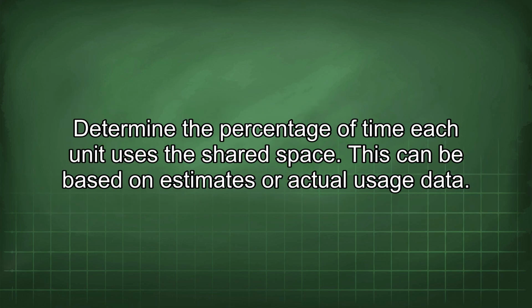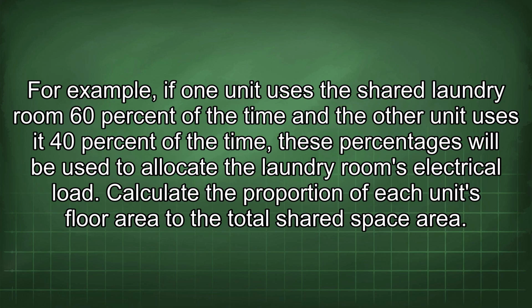Determine the percentage of time each unit uses the shared space. This can be based on estimate or actual usage data. For example, if one unit uses the shared laundry room 60% of the time and the other unit uses it 40% of the time, these percentages will be used to allocate the laundry room's electrical load.